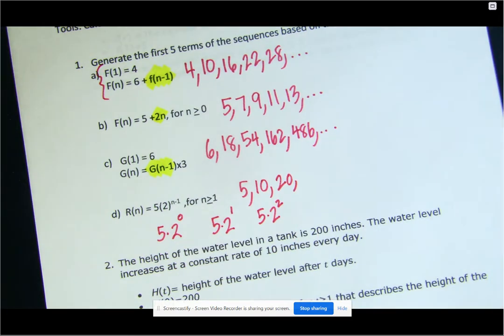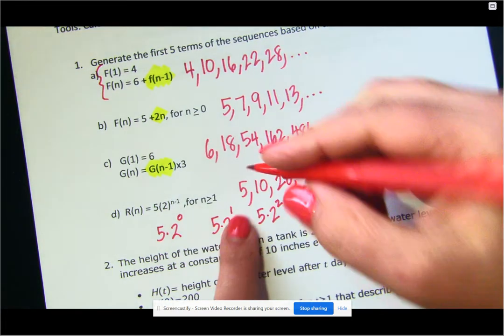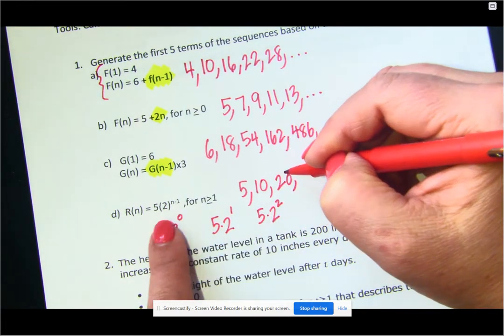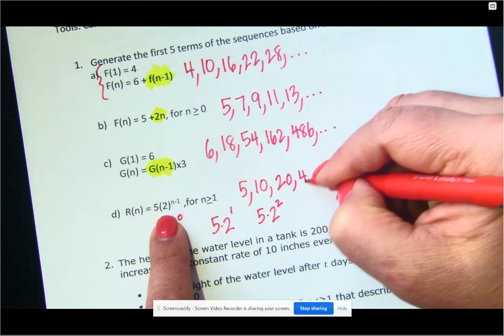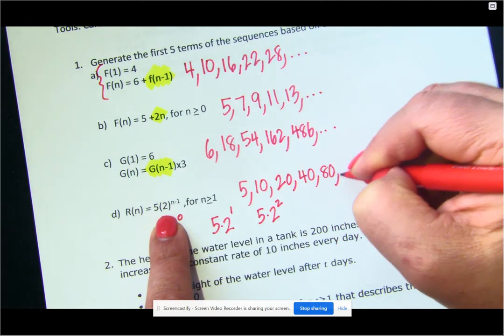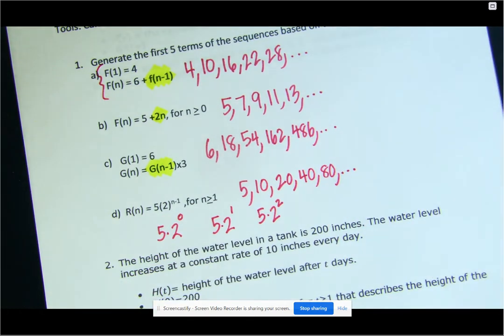Maybe we could see what's happening here. It looks like I'm multiplying by 2 every time. See that? So the next one would be 40. The next one would be 80. Dot, dot, dot. Okay. So hopefully you know how to generate a rule or generate a sequence based on the rule.